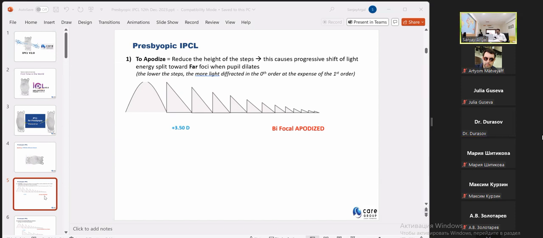So more height of the steps means more intensity for the near focus.